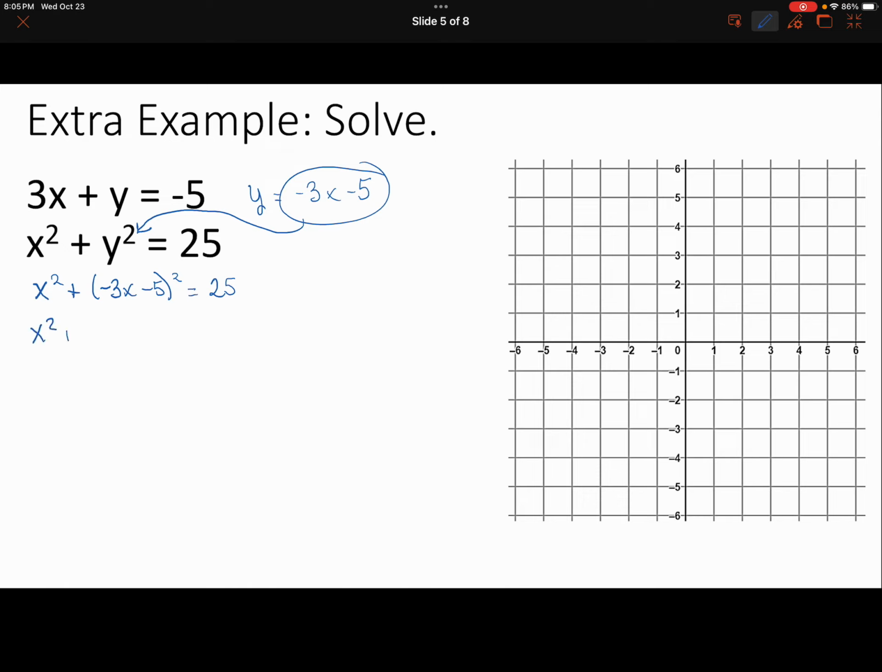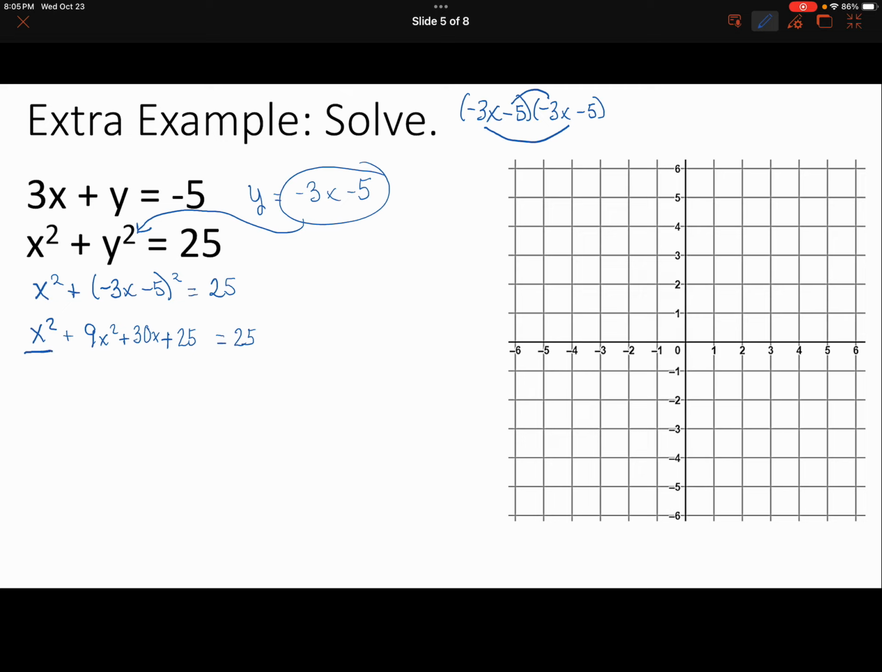x squared plus, be careful, negative 3x minus 5 times negative 3x minus 5. Squaring it means that we need to FOIL it out or double distribute, because it's not simply a positive 9x squared plus 25. You lose your middle term. Negative 5 times a negative 3x is a positive 15x, and a negative 3x times a negative 5 is another positive 15x, so you would lose your positive 30x.